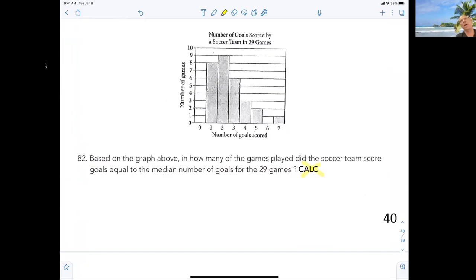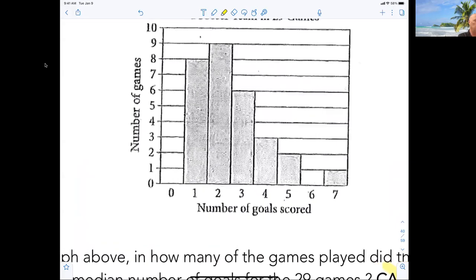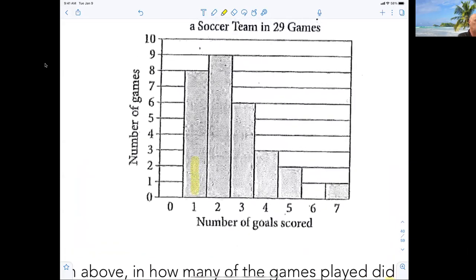So let's visualize 29. What game represents the median? The 15th game. Is everybody with me on that? 14 and 14 makes 28. The 15th game is the median. So I'm looking for the 15th game. Here we go. How many games scored one goal? How many games scored two goals? So the 15th game scored what? Two goals. Does anybody agree with that?